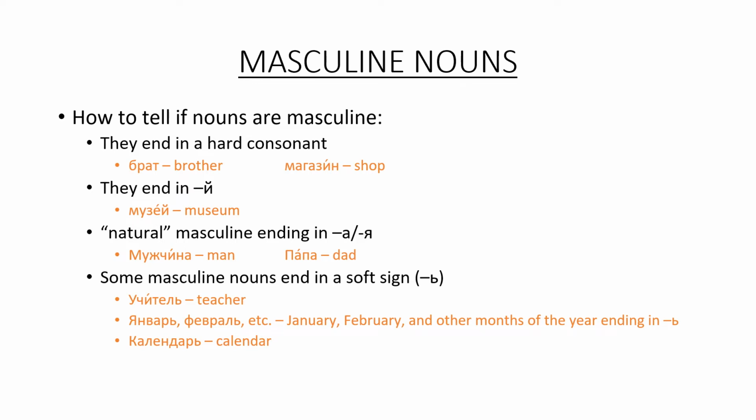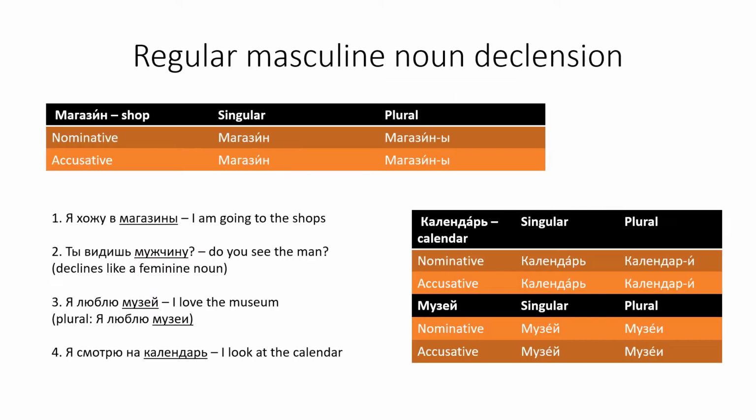Now we're going to look at how to decline masculine nouns into the accusative case. You can see here that there are two separate tables for the declension of masculine nouns. The first shows the declension of магазин. As you can see, it doesn't change when it's put into the accusative case. This is generally going to be the case, except for one exception which we're going to discuss at the end of this lesson.